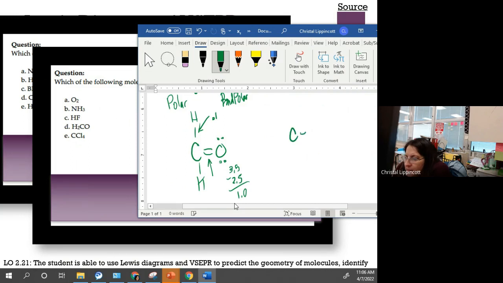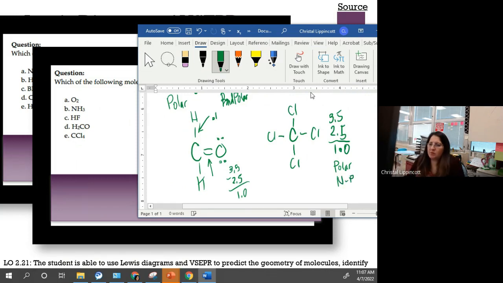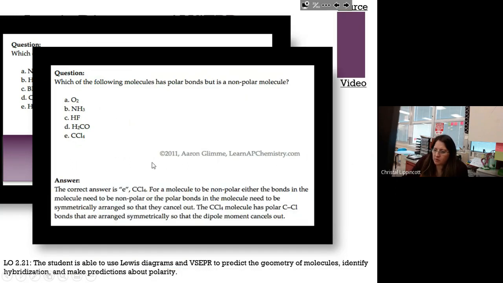All right, now we've got CCl. I'm fairly certain Cl is 3.5. I wouldn't swear to it, but I'm fairly confident of that. This is 2.5. So this is a 1.0 difference. What kind of bond? Polar. But it's a non-polar molecule. Okay, and I believe that was the answer to the question, which of the following is a polar bond but a nonpolar molecule, and that is correct, and E is our answer. Okay, questions on that?